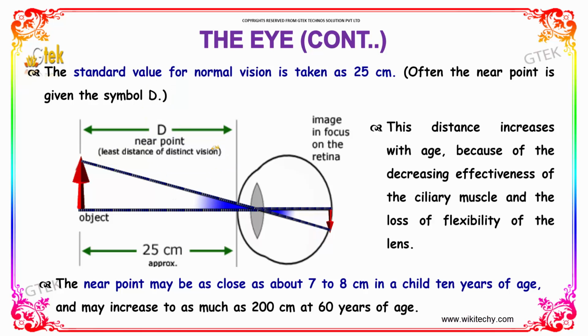This distance increases with age. The reason is the decreasing effectiveness of the ciliary muscle and the loss of flexibility of the lens. The near point may be as close as about 7 to 8 cm in a child 10 years of age, and it may increase to as much as 200 cm at 60 years of age.